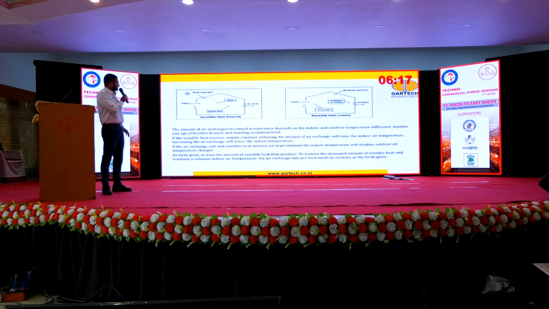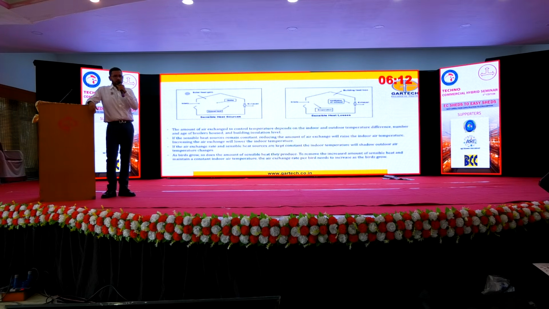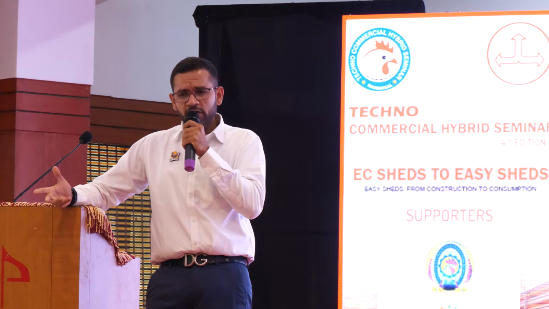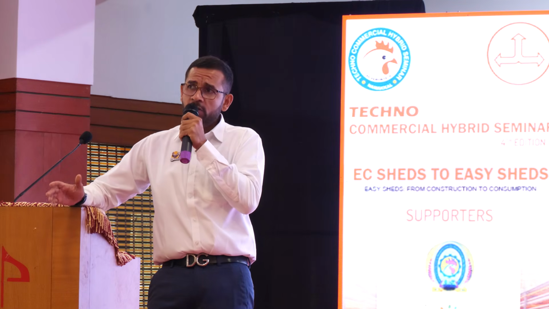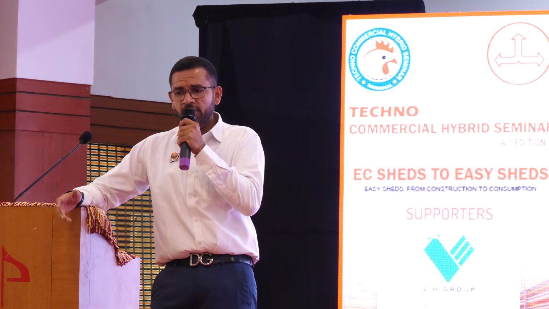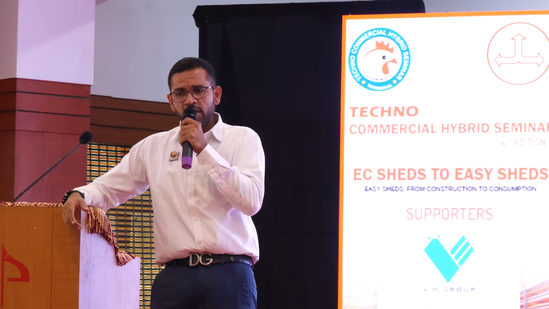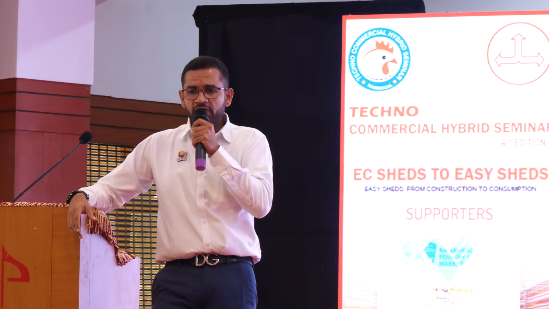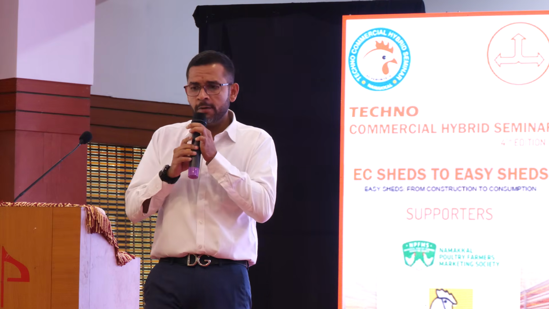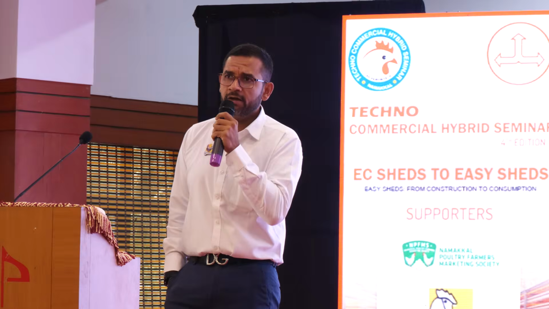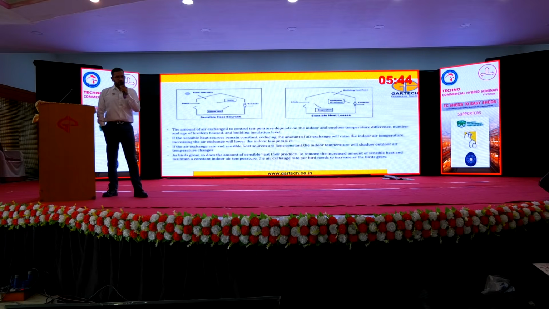So in this, as you can see, the amount of air exchange to control temperature depends on the indoor and outdoor temperature difference, the number and age of the broilers or the layers for that matter, and the building insulation level. If the sensible heat loss remains constant, reducing the amount of air exchange will raise the indoor air temperature. Increasing the air exchange will lower the indoor temperature. If the air exchange and sensible heat loss sources are kept constant, the indoor temperature will shadow the outside temperature changes. Now that is very, very important.